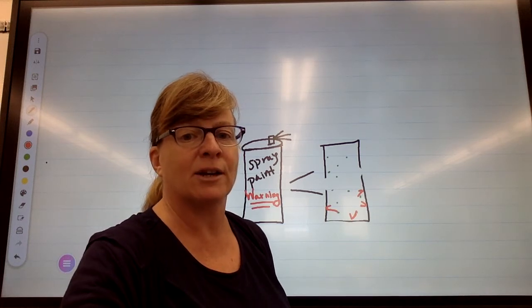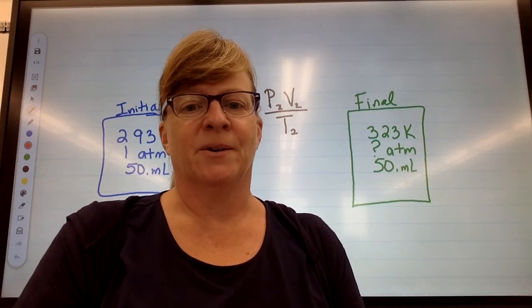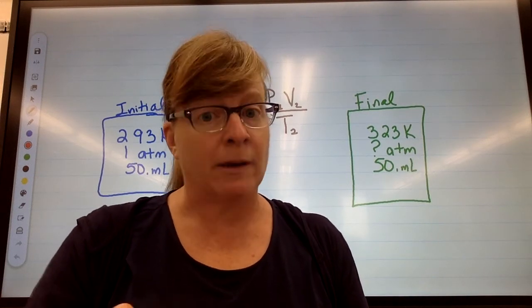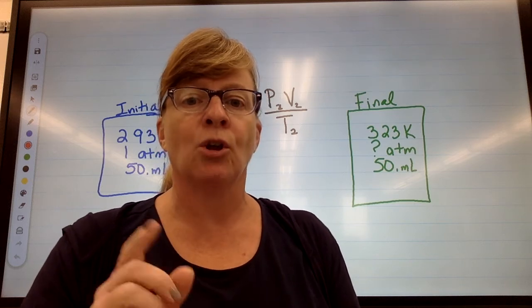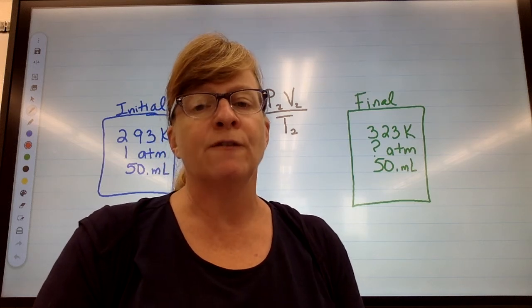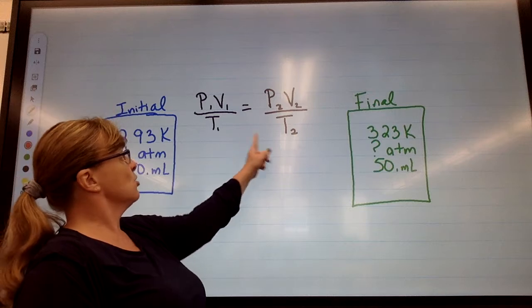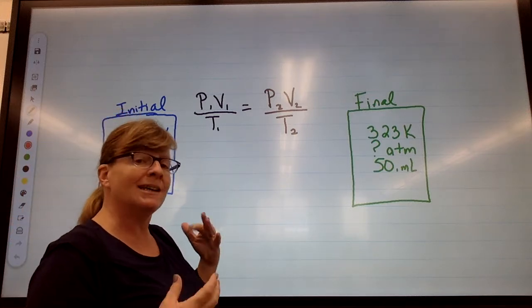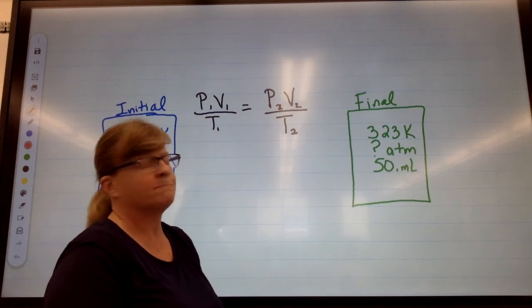Go find a calculator. Okay, we're back. I hope we have a calculator. If not, pause the video and make sure you go get it. We're going to look at the combined gas law. You can find this formula in your reference table. It's Table T, where all the formulas are listed, so you don't need to memorize the formula.